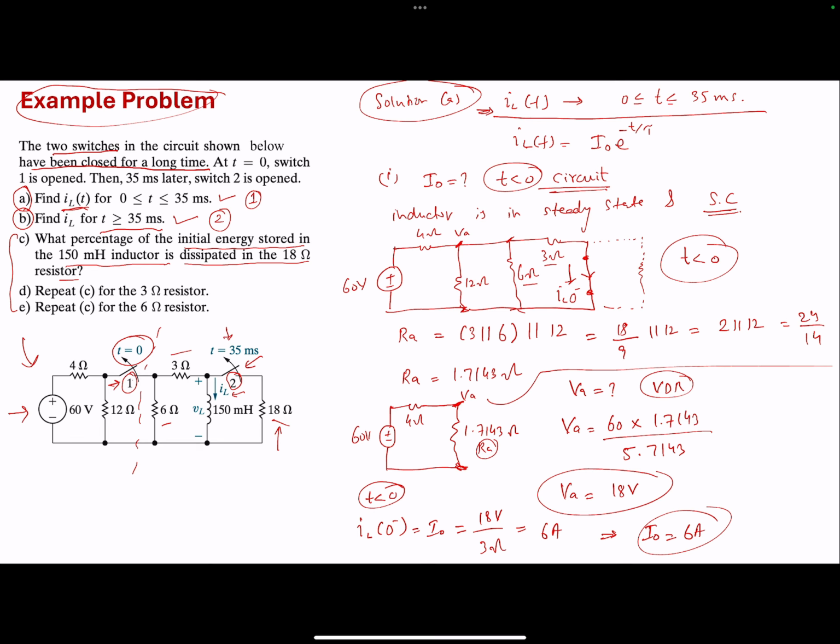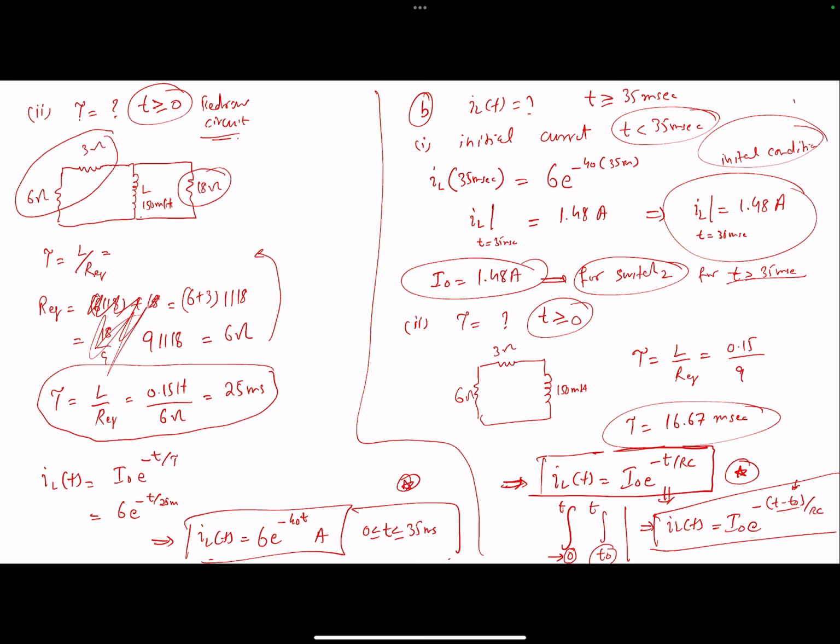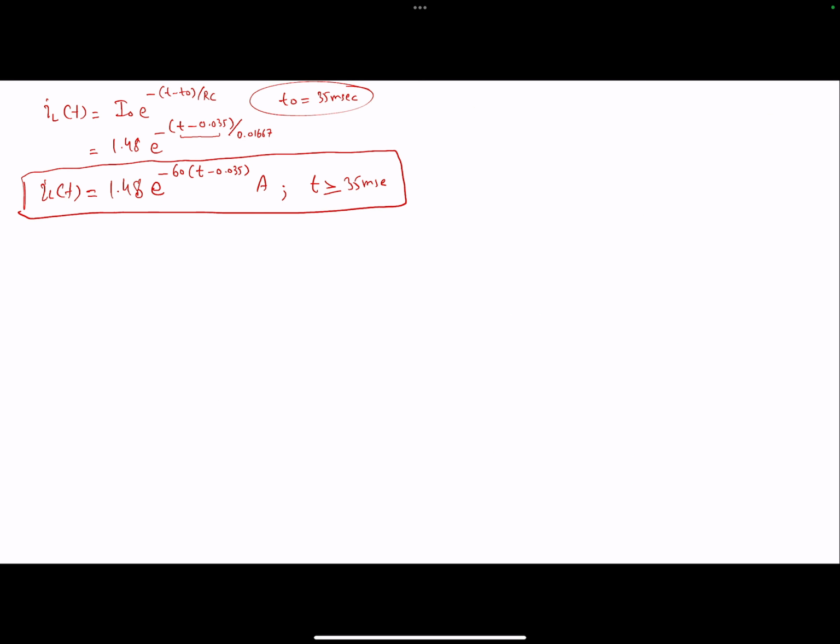at t less than 0. And then as soon as the first switching event happens, the first switch opens at t equals 0, the excitation source gets out and the energy starts to get dissipated. And we can see that this 18 ohms resistor is only present after switching event 1 while switch 2 is closed. As soon as switch 2 opens as well, the 18 ohms resistor will be kicked out. So in terms of how much of the energy gets dissipated in the 18 ohms resistor, we are interested in integrating the energy from switching event 1 until switching event 2. Okay, so let's solve this.